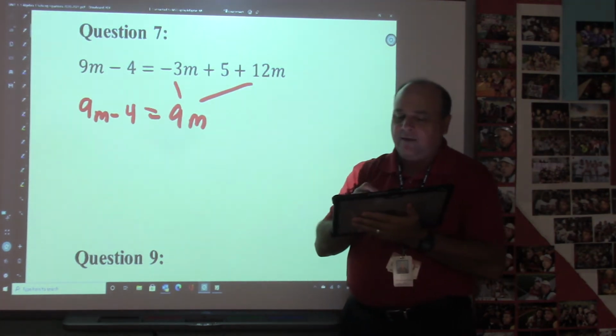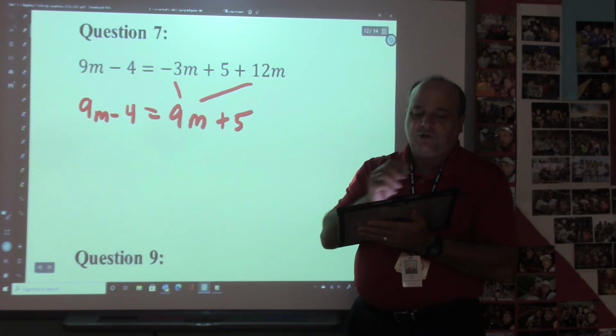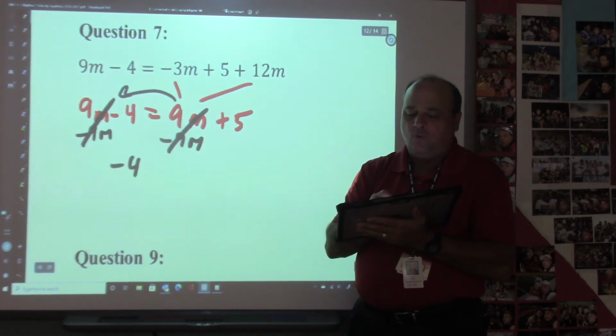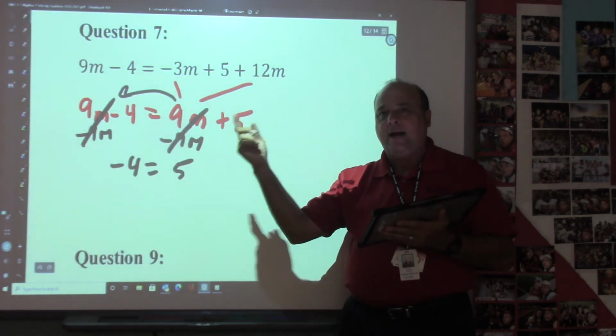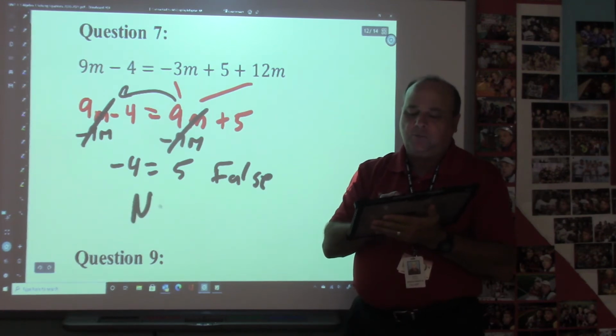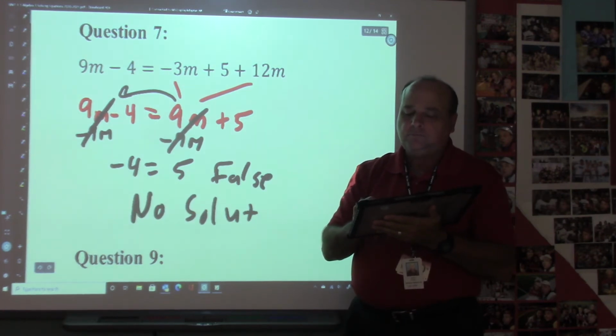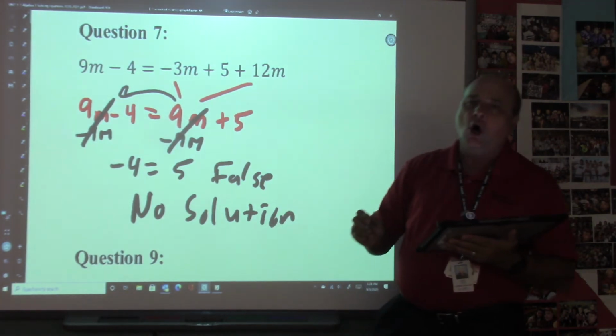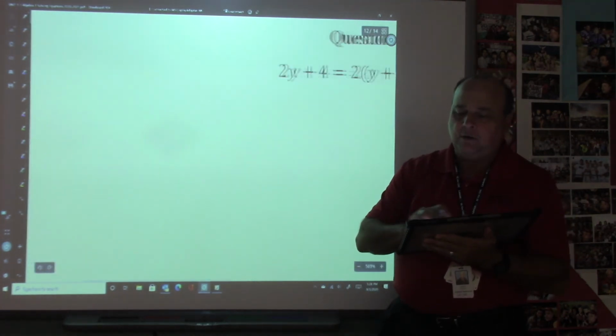And then plus 5. Notice on this one, I'm just going to scratch them out. If I were to move that 9m over, it would cancel out, wouldn't it? And I would have negative 4 equals 5. Would I write down true or false? That is not true, is it? If you write down false, you put no solution. If you write down true, it's all real numbers. Let's go to question 8.